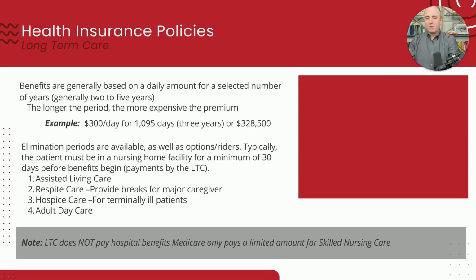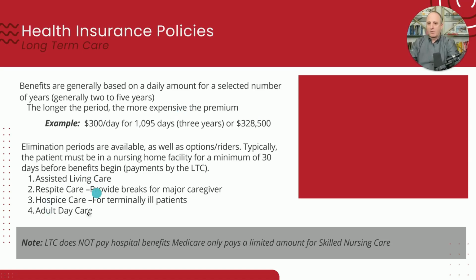This gives you an example. The longer the period you want covered and the higher the benefit, the more expensive the premium is going to be. So this gives an example of $300 a day for 3 years would be $328,000 of a maximum benefit. That's going to be more expensive than if you want $200 a day for 2 years. So you get the idea.